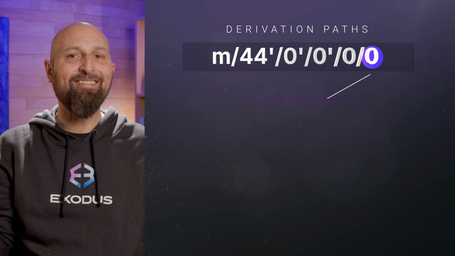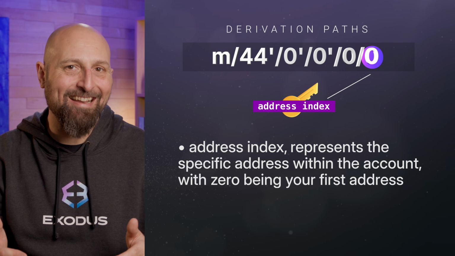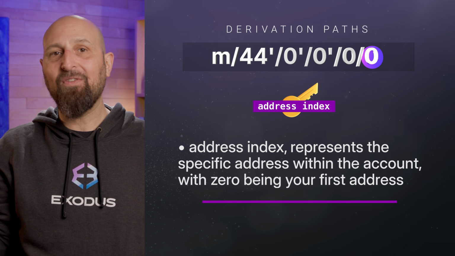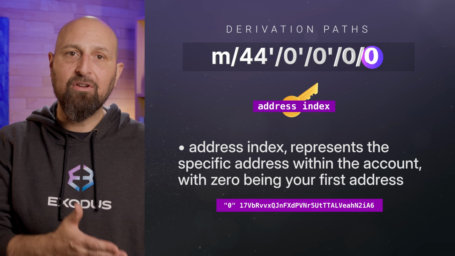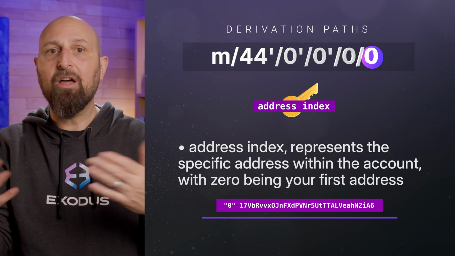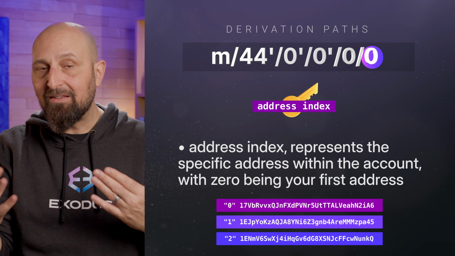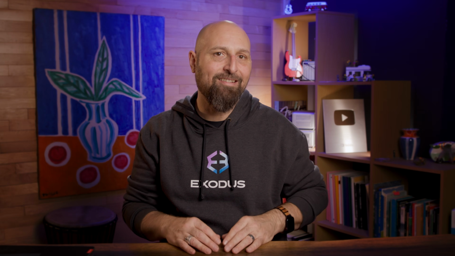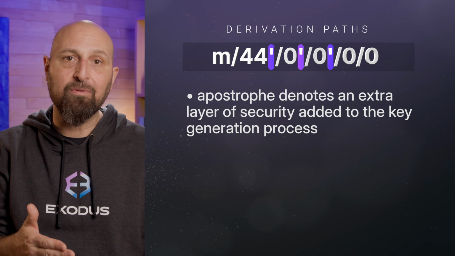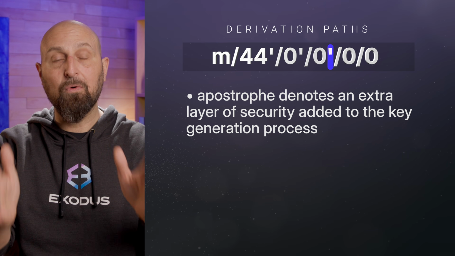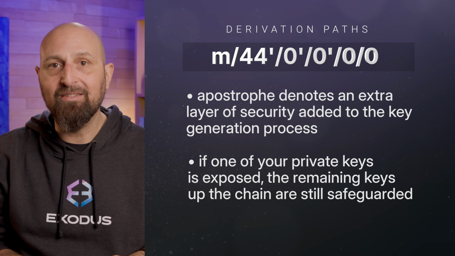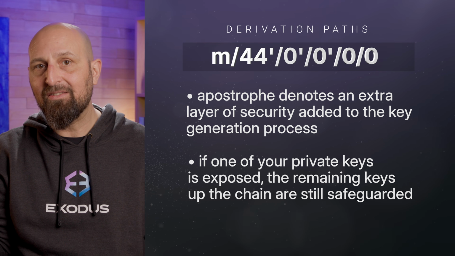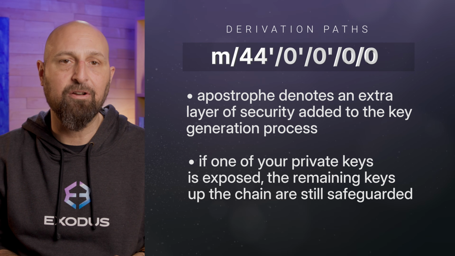Finally, the last segment is the address index. Now, this represents the specific address within your account, with 0 being your first address. Other addresses would then increase this number incrementally. Now, if you're wondering what the apostrophe in the path means, it indicates hardened derivation, meaning an extra layer of security was added to the key generation process. So, for example, if one of your private keys is exposed, the remaining keys up the chain are still safeguarded.